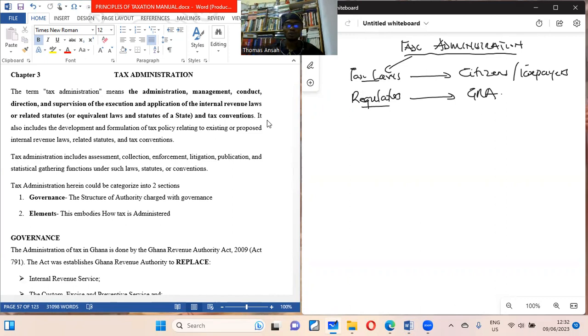And so because of these, we are going to broadly categorize this section of our study, tax administration, into two. We will have on one hand the governance, and on the other hand, what we call the elements. So on the side of the governance, we are looking at the laws and the Ghana Revenue Authority. So that is what we are looking at.